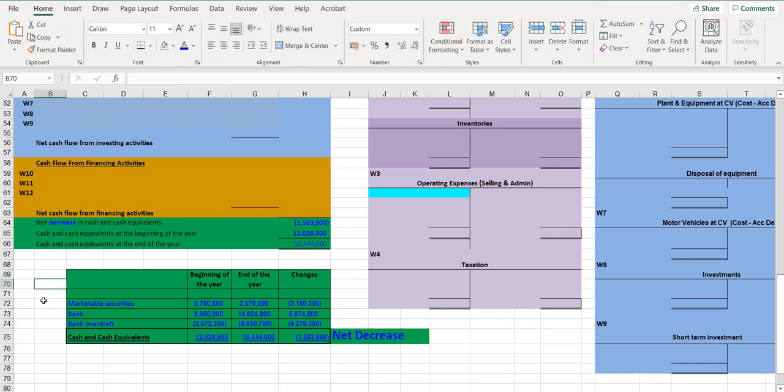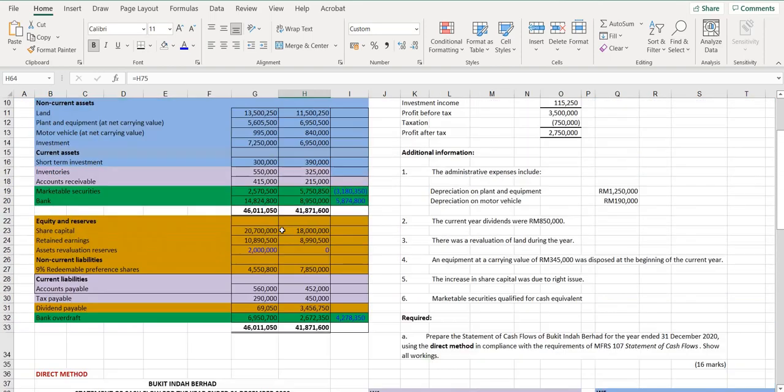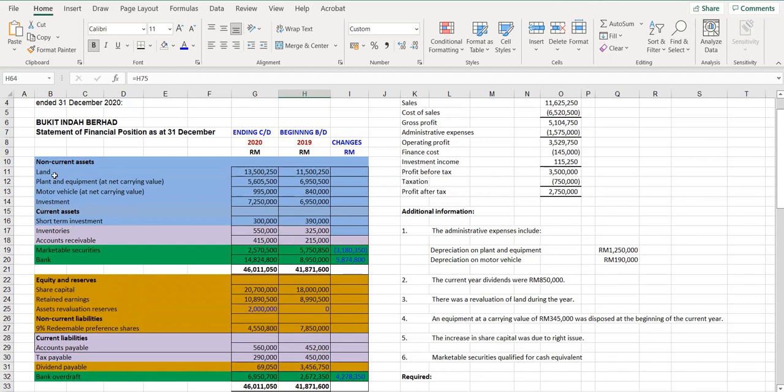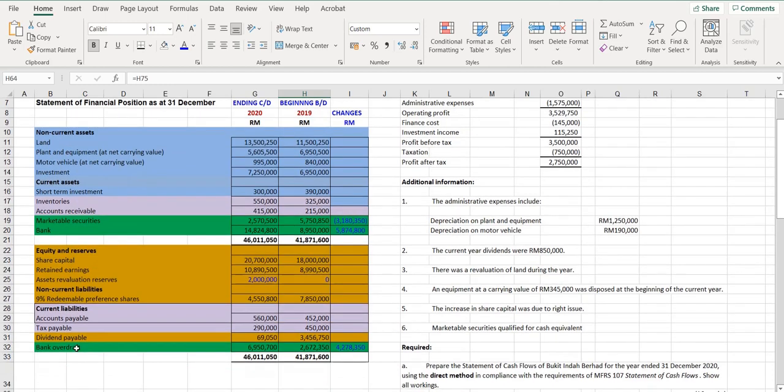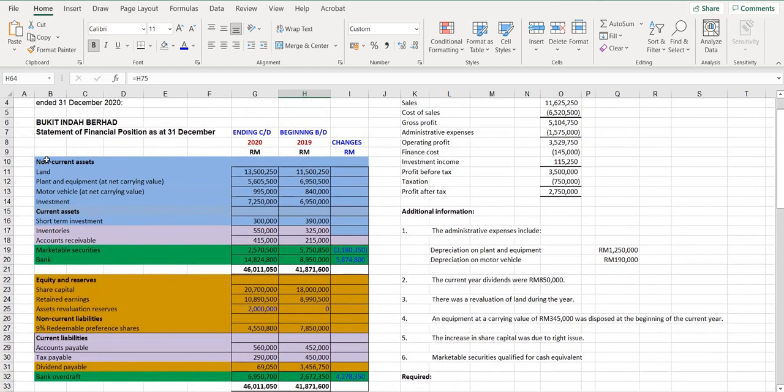So net decrease, do not write net increase. For information, the total of the three activities coming from financing, operating and investing must come back to 1,583,900. So you have done that part. You would perhaps notice that I have already done the color coding here. I color coded the activities.